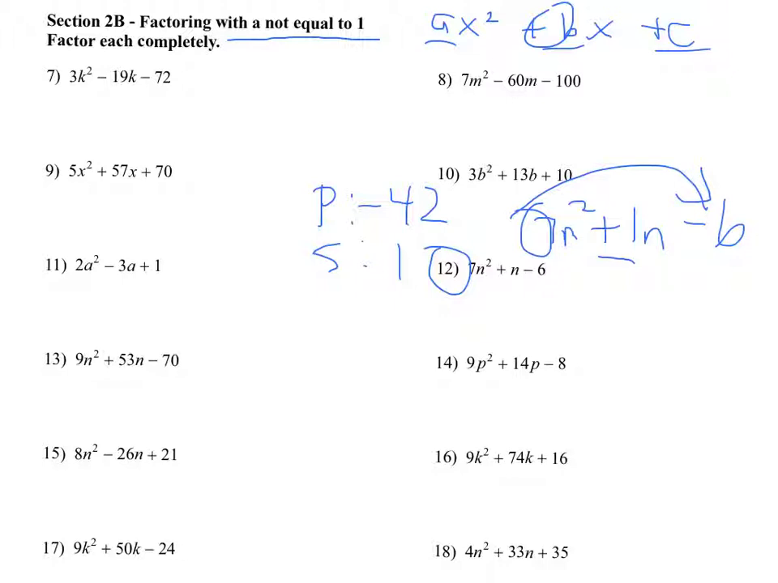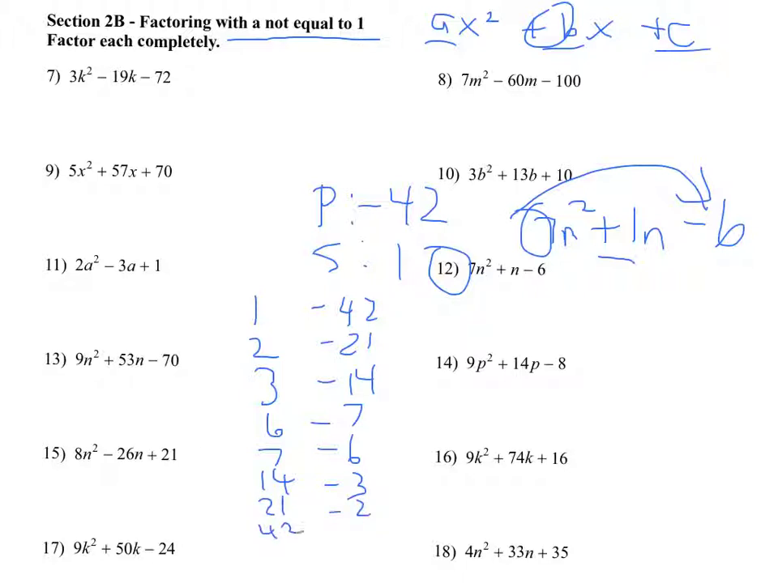So what I'm going to do is list factors of negative 42. Now, 42's got a lot of factors, so let's start listing them. 1 and negative 42, 2 and negative 21, 3 and negative 14, 6 and negative 7. Again, to get a negative product, we have to have one of each sign. Then we can have 7 and negative 6, 14 and negative 3, 21 and negative 2, and 42 and negative 1. Now remember, you want to pick the pair that has a sum of 1, which is the B value, what's in front of n in this case.